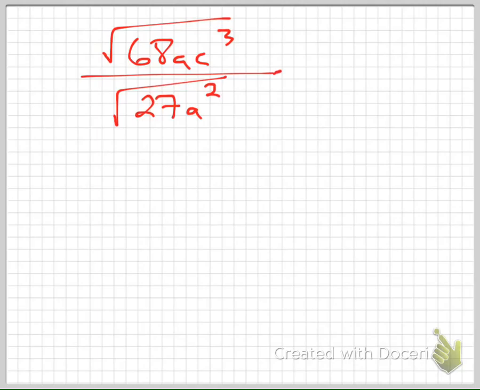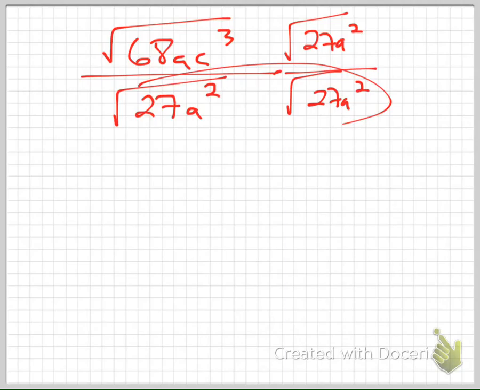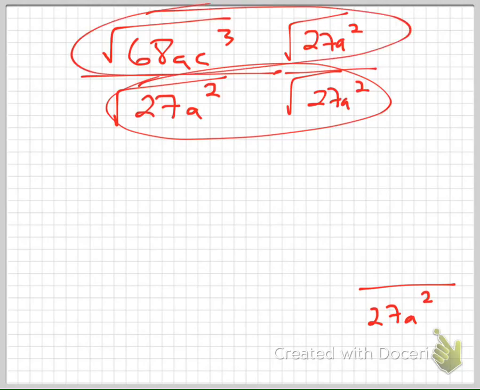In other words, we're going to multiply this by 1 in the form of what? The square root of 27a squared over the square root of 27a squared. Right? What's that going to do with the denominator? It's going to become 27a squared. The bottom is now 27a squared. The top now is ugly. Well, we just learned how to do that.